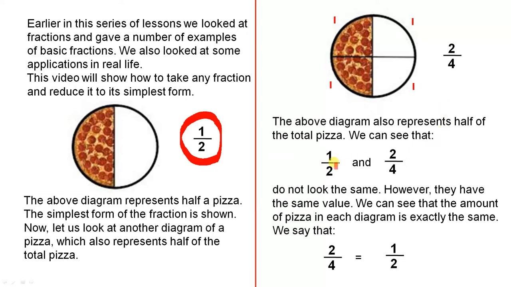We can see that a half and 2 over 4 do not look the same. However, they have the same value. We can see that the amount of pizza in each diagram is exactly the same. We say that 2 over 4 equals a half, because each of them represents the same amount of pizza.